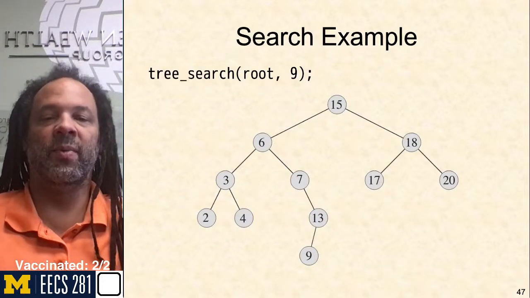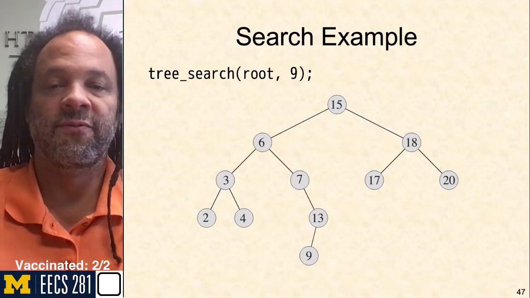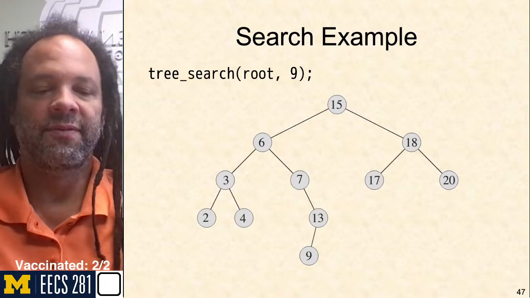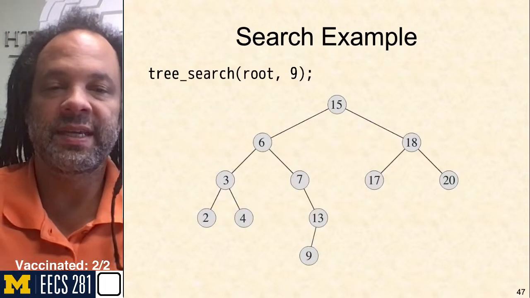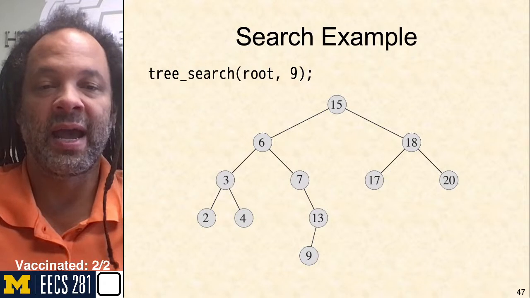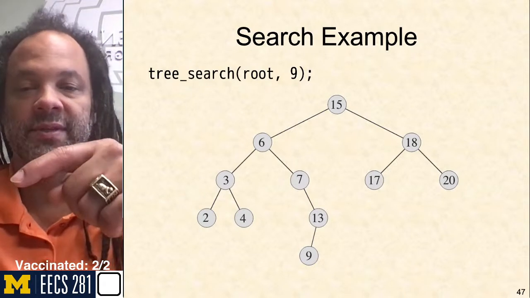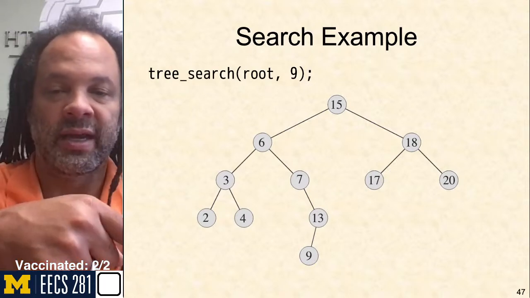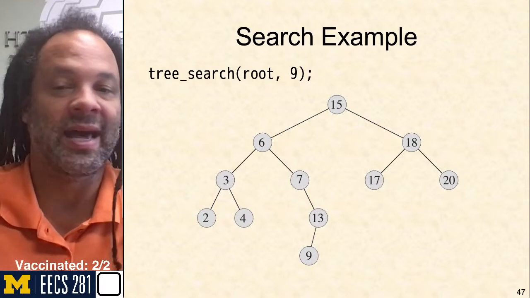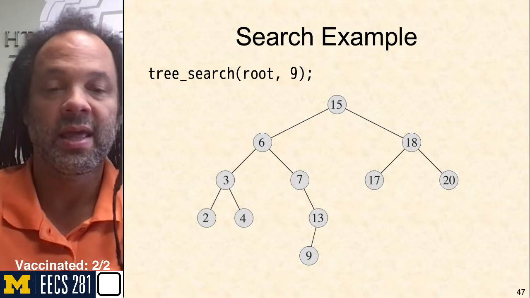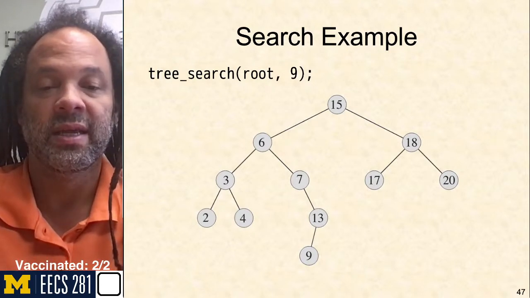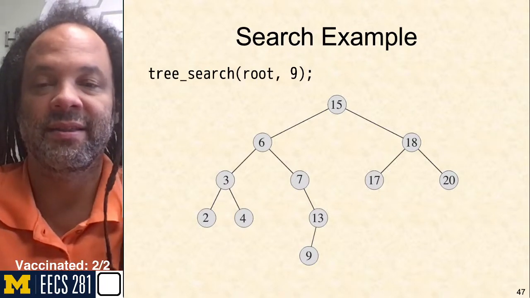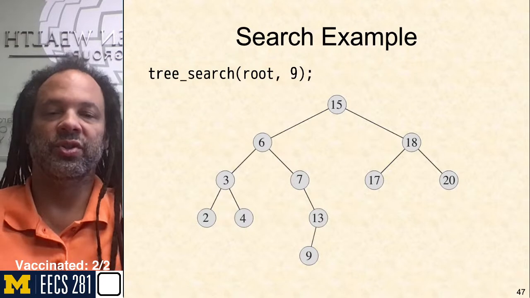So here's our search example with the tree. We're searching for 9 given the root. How do I do this? I look at 15. I'm looking for 9. Well, 9 is less than 15. Let's go to the left. And now I'm looking at 6. I see that 9 is not less than 6. Let's go to the right. That puts me at 7. 9 is not less than 7, so I go right again. That puts me at 13. And since 9 is less than 13, I want to look left. There is where I find the 9. That's tree search.